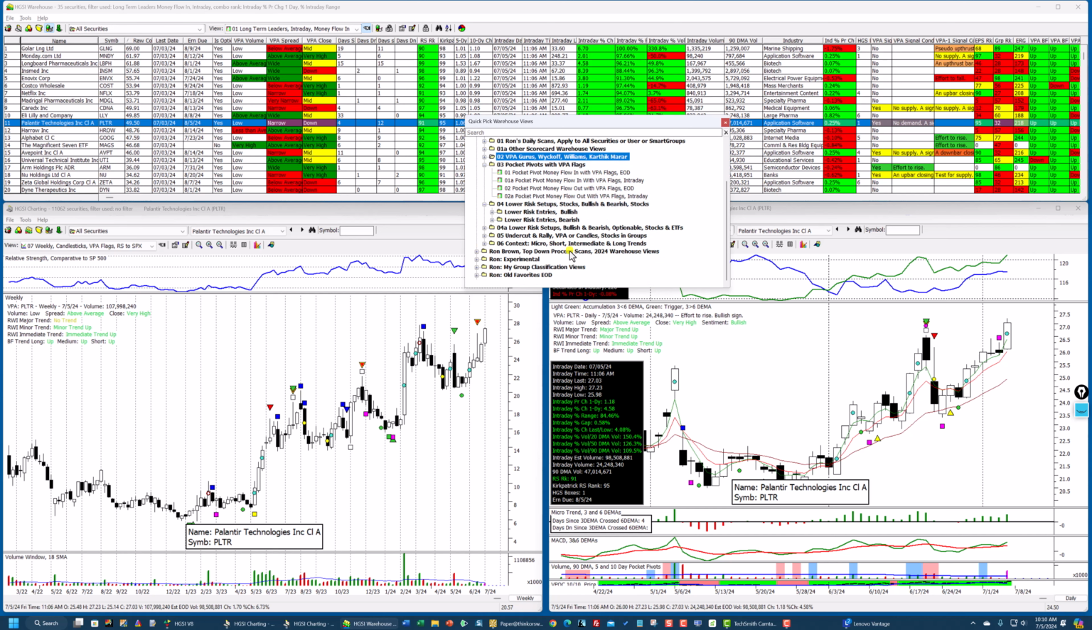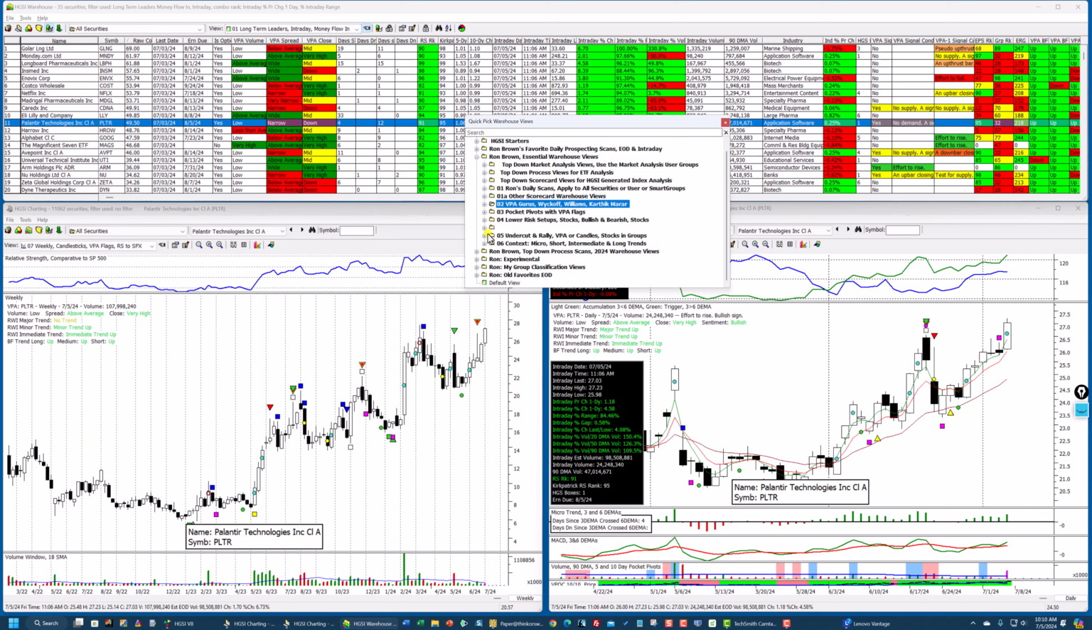Lower risk setups, I put this in, and I'll cover that, maybe not today, but it's something that I'm experimenting with. And by the way, these may change, and if they do, I will let you know and have you modify your files if you're an Insider Club member.